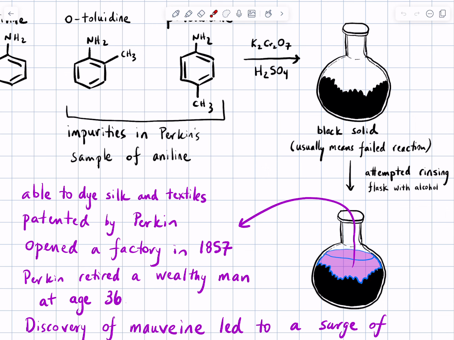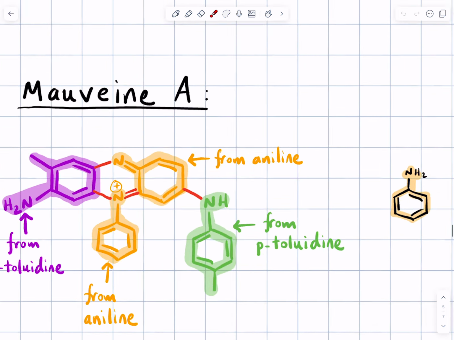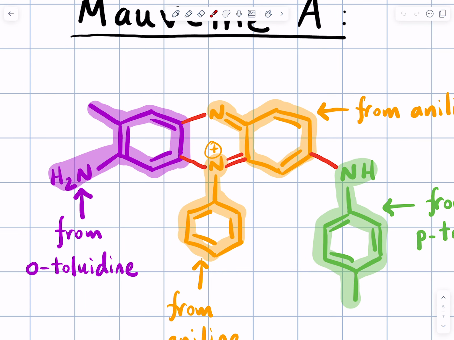But that discovery led to a surge in chemical research and an attempt to make molecules that could be useful as dyes and drugs and other purposes. So I'll just show you the structure of the molecule that he made. He didn't know this. Its structural solution came much later with modern analytical tools.